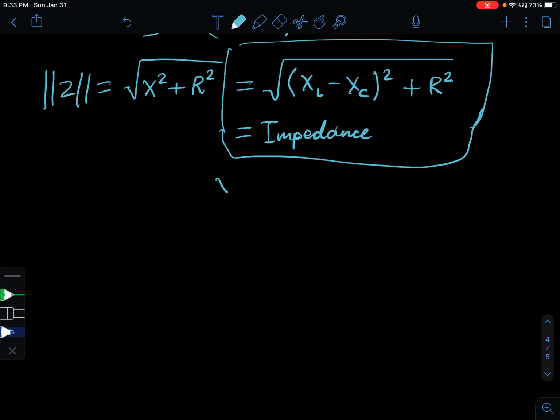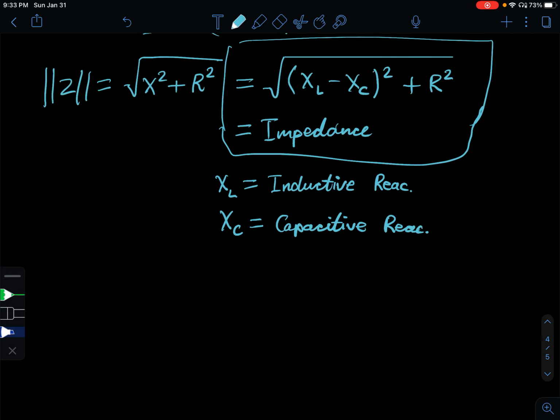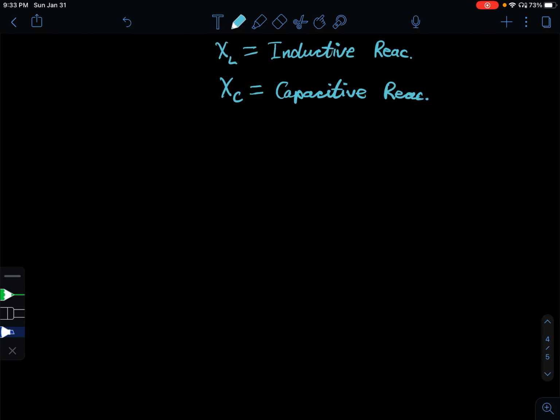Now, just to make sure you don't forget the terms, this is the inductive reactance, and I'm not going to actually write the full word. I'm just going to leave it at this. XC is the capacitive reactance, and R is the resistance.